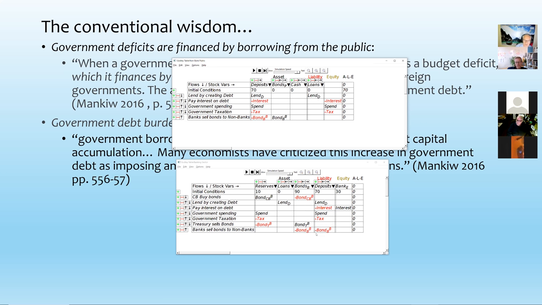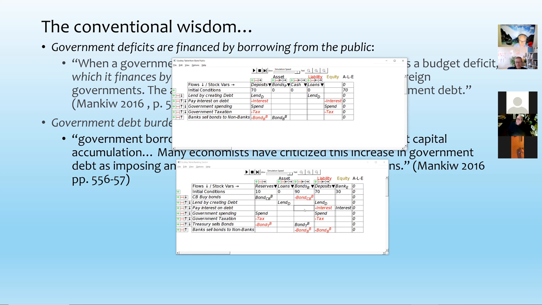But the operations we normally focus on and think actually create money do not do so. So the central bank buying bonds off the private banks does not create money. And the sale of treasury bonds to the banking sector does not create money. It's the operation of the deficit itself that does that, just like it's the operation of lending that does the same thing out of private money creation.